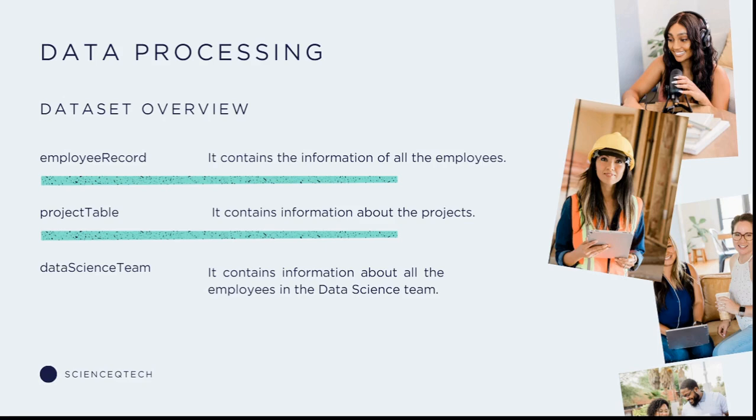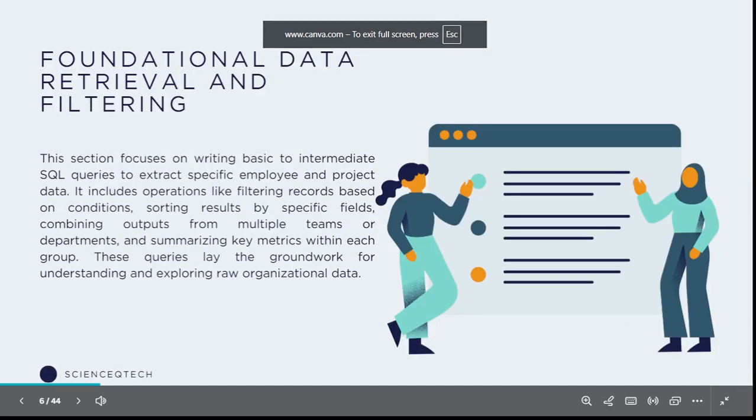It stores information related to all projects running in the organization, including project names, domains, timelines, and statuses. And finally, we have the Data Science Team dataset. This is a filtered subset that focuses specifically on employees within the data science department. Together, these three datasets form the foundation of the analysis and enable us to map employee performance, role alignment, and project distribution effectively.